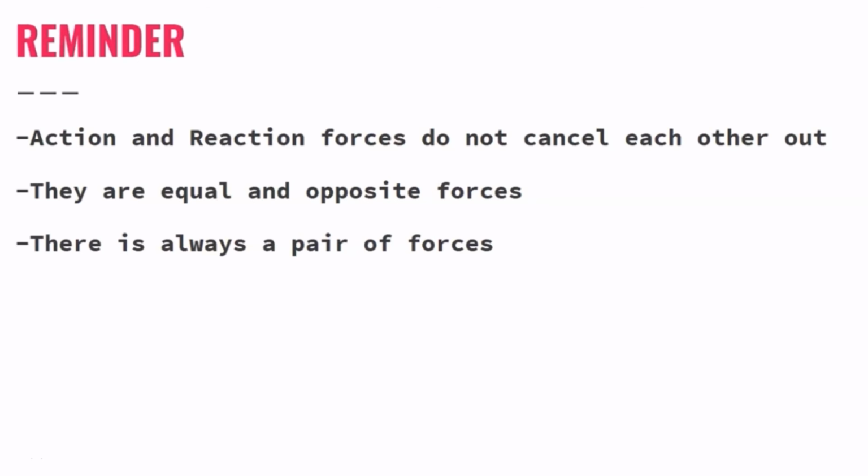So you might ask, isn't 20 minus 20 zero? But that's not how it works. They don't cancel each other out, because they act on different objects. They're equal and opposite forces, and that's basically the whole idea of this law. And there are always going to be two forces in a pair.